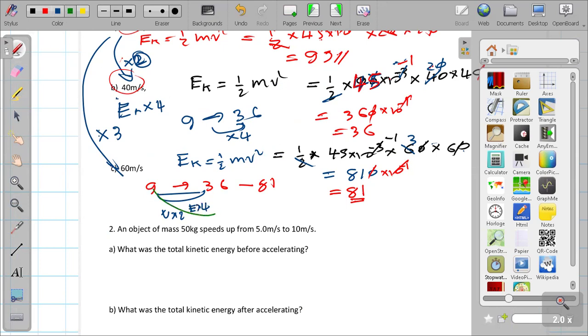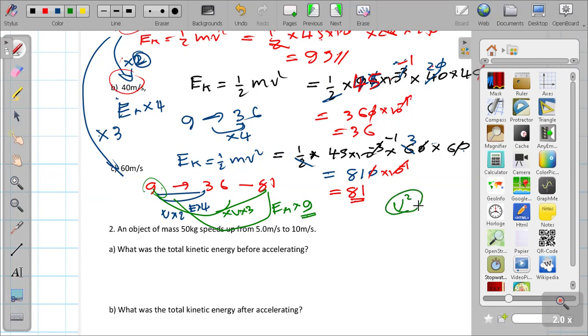See, when the velocity multiplied by 3 got tripled, you can see kinetic energy multiplied by how many times? 9 times. 9 times 9 is 81. It got multiplied by 9 times because the factor is v to the power 2.